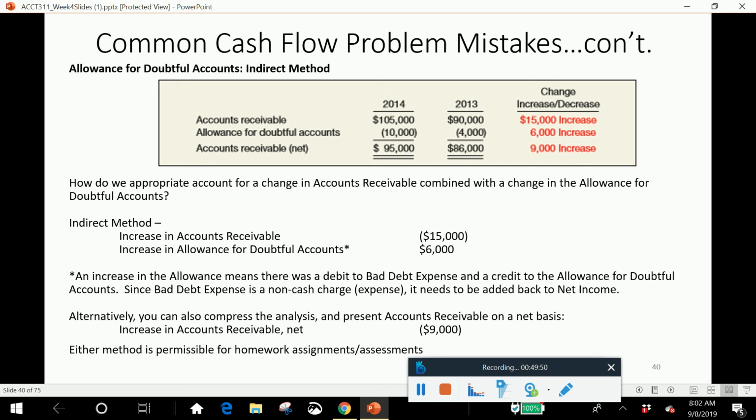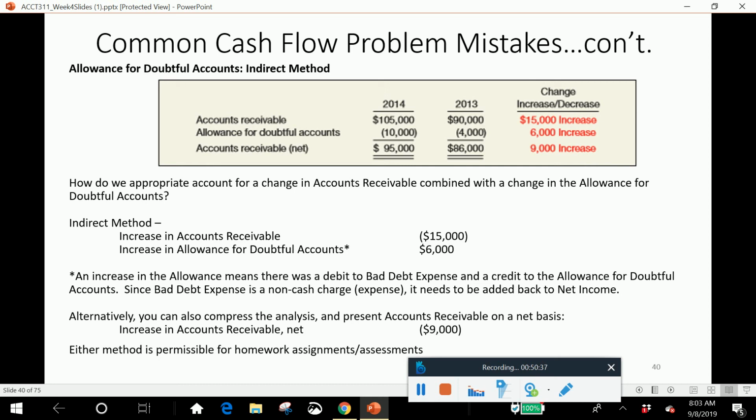If we were doing the indirect method, we would say increase in accounts receivable, an outflow of $15,000, increase in allowance for doubtful accounts, an inflow of $6,000. Now let's take a look at what that really means. An increase in the allowance means that there was a debit to bad debt expense and a credit to the allowance for doubtful accounts. That's how the allowance for doubtful accounts gets bigger. Since bad debt expense is a non-cash expense, it needs to be added back to net income.